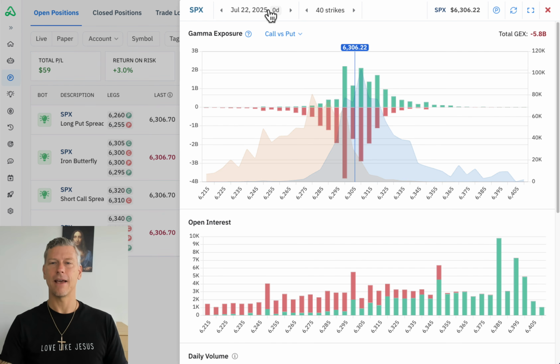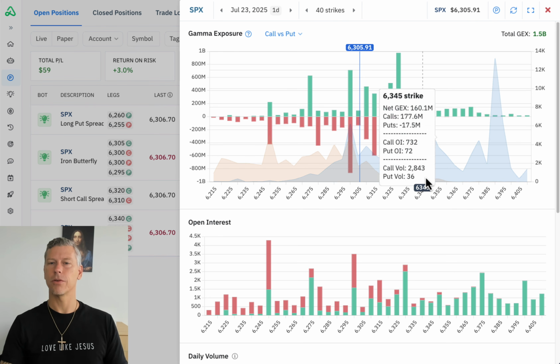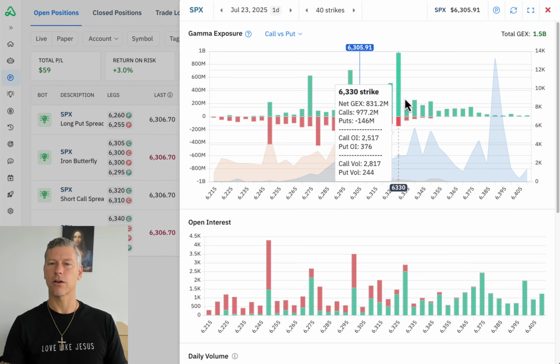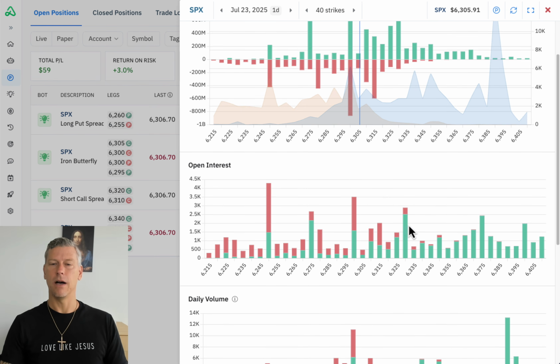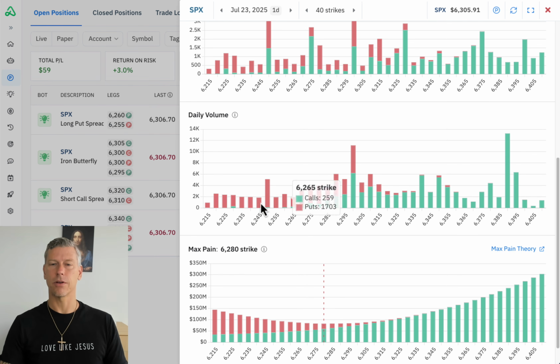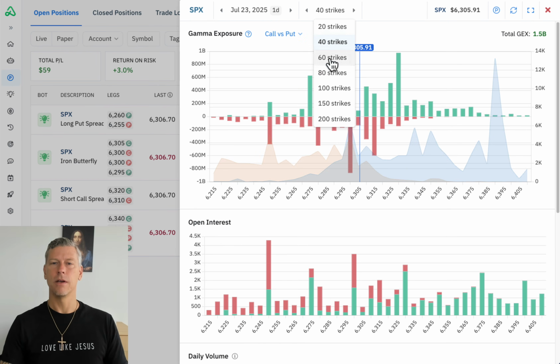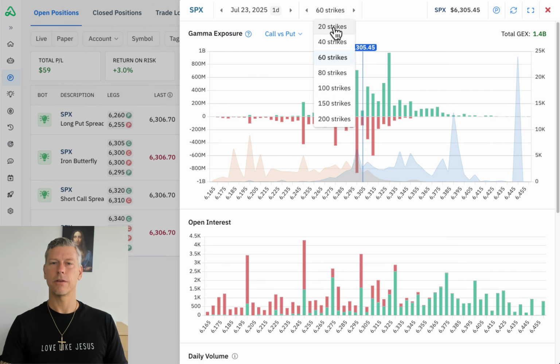So if we look here at today's expiration, we can see the total gamma exposure overall is negative. If we click here, we can look at tomorrow. You can see overall it's positive 1.5 billion, and there's a lot of call action here. There is actually still a lot of put action as well. In the open interest charts down here, you can also see the daily volume. You can select to see more strikes if you wanted to.